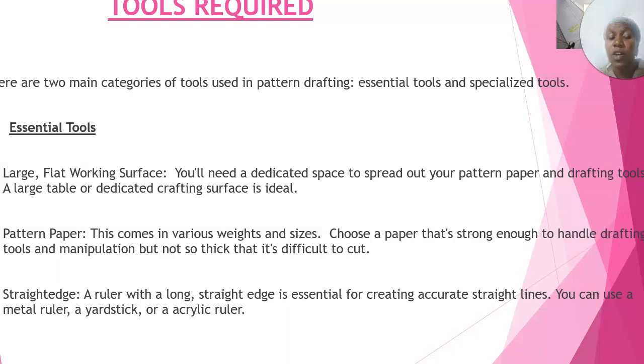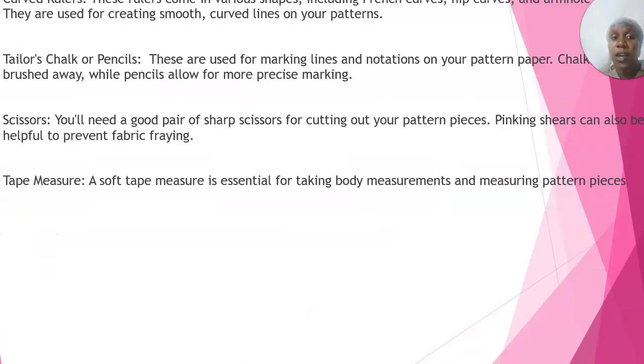We also have a straight edge. This is a ruler that is used for creating accurate straight lines. You can use a metal ruler, a yardstick, or an acrylic ruler. Let's continue with the curved rulers. The curved rulers help us, especially in the curved regions of our pattern pieces, like the French curves and the hip curves.